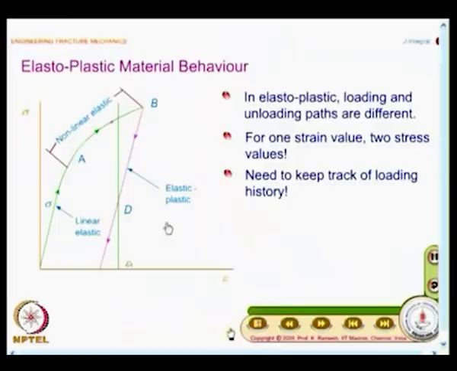When you want to go for plastic analysis, unless you keep track of the loading history, you will not be able to find out a relationship between stress and strain. You have to keep track of the loading history. I am in the loaded path, when I am in the unloaded path, for the same strain value I have a different stress, and that is what is summarized here. You have to keep in mind, in elastoplastic, loading and unloading paths are different. For one strain value, two stress values exist. So, you have to keep track of loading history.